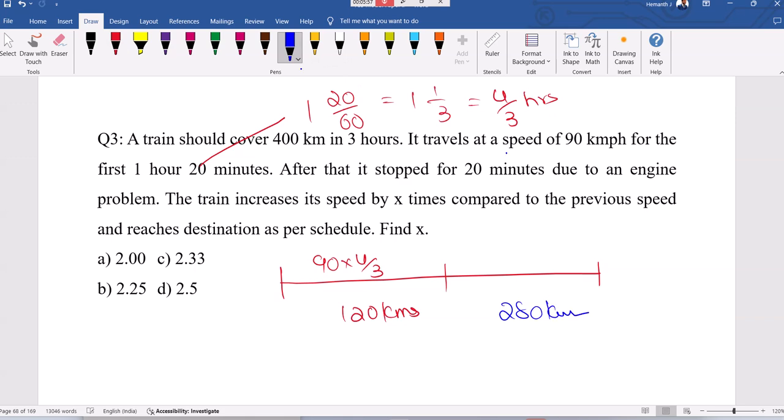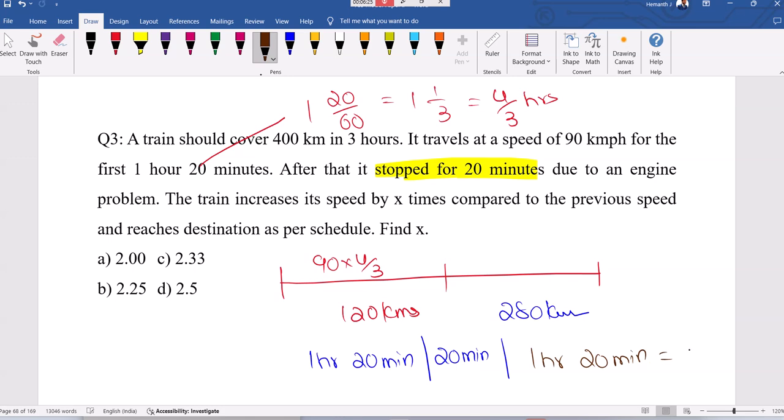What is the time available? Here 20 minutes you stop due to engine problem. So here 20 minutes are gone due to waiting. Here 1 hour 20 minutes for initially traveling. So the time left over, because you target 3 hours, 1 hour 20 minutes is left. 1 hour 40 is used, then 1 hour 20 only is available. 1 hour 20 minutes means 1 2 by 3, which is 5 by third of the hour.